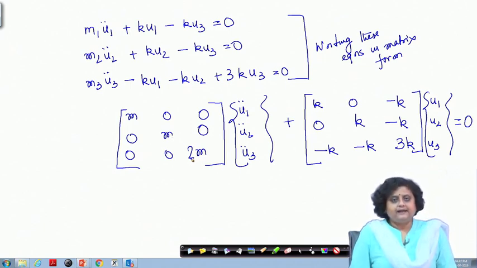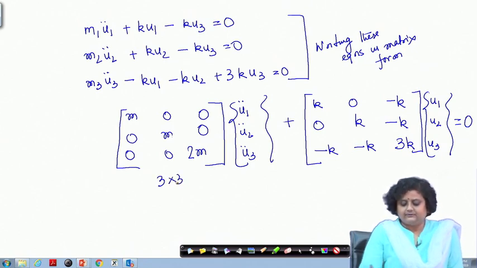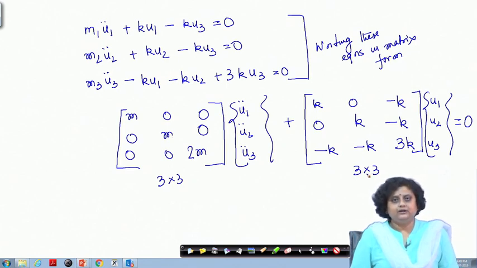Now, unlike the previous example where we had a 2 degree of freedom system, here my mass and stiffness matrices are 3 cross 3. Since they are 3 cross 3, we will have 3 solutions for omega square from this equation, and the mode shapes will be 3 cross 1 vectors, or vectors of length 3.